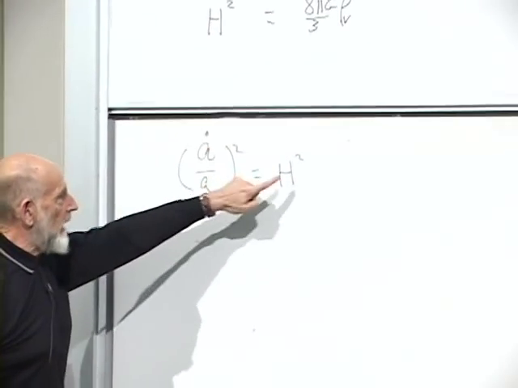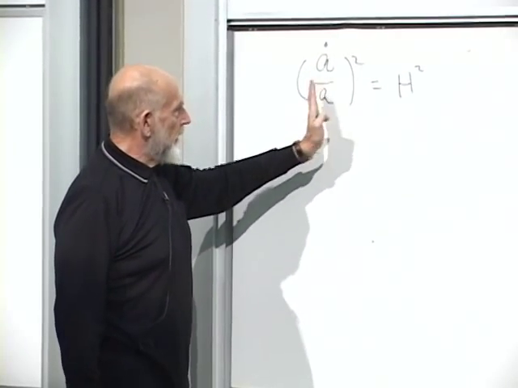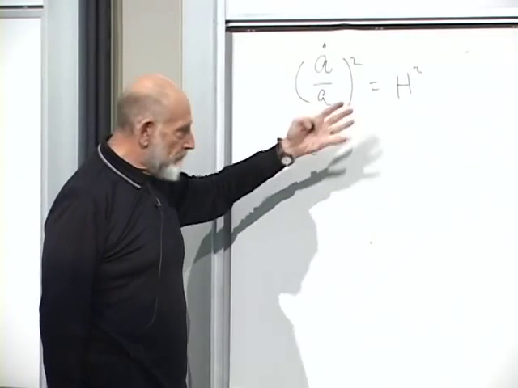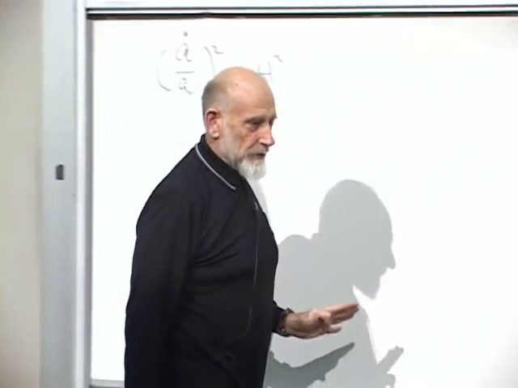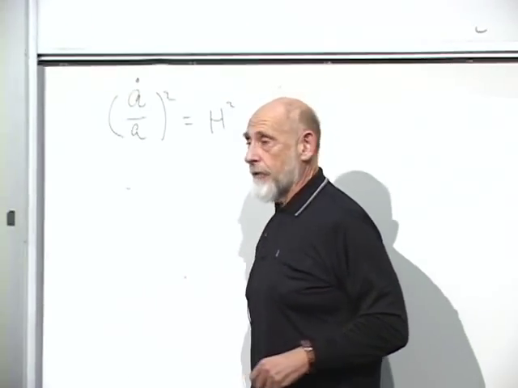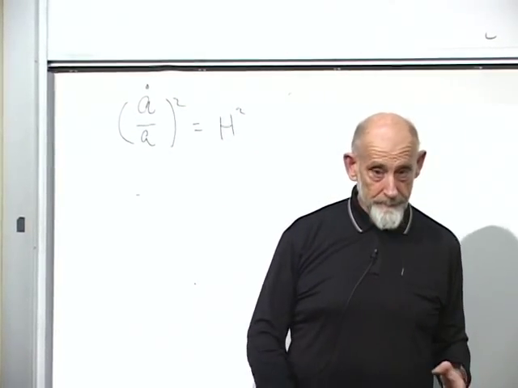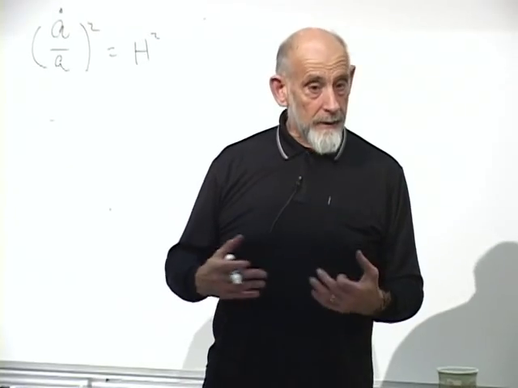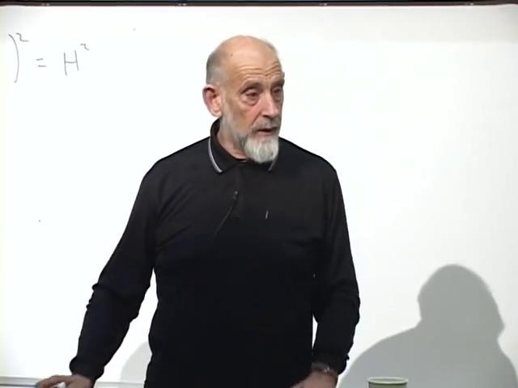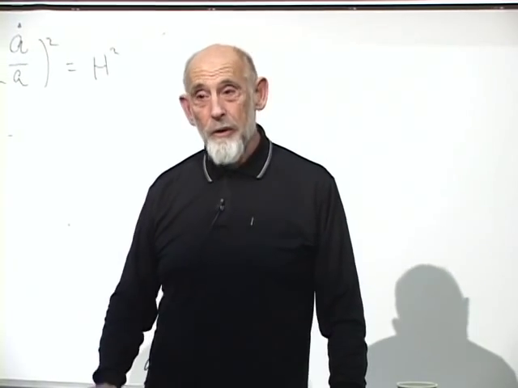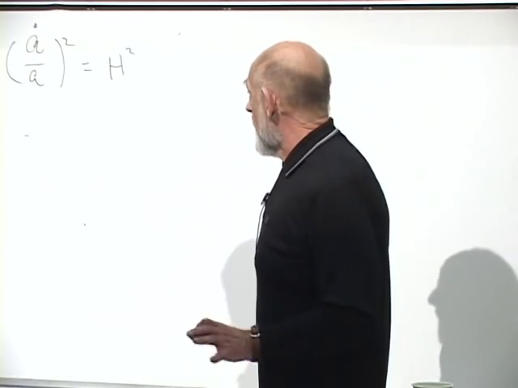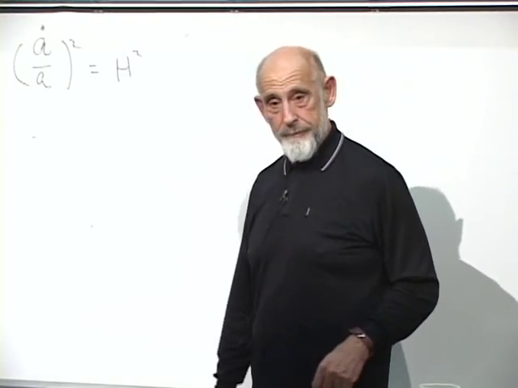Now, I'm using H now not to mean a definition. This is not a definition now. Previously, A dot over A was the definition of the Hubble constant. Now, it's the numerical value of 8 pi G over 3 times rho v. It's a number. It's a number that we don't know how to calculate. We don't know the theory of it, but it's a number. H squared is now a number.